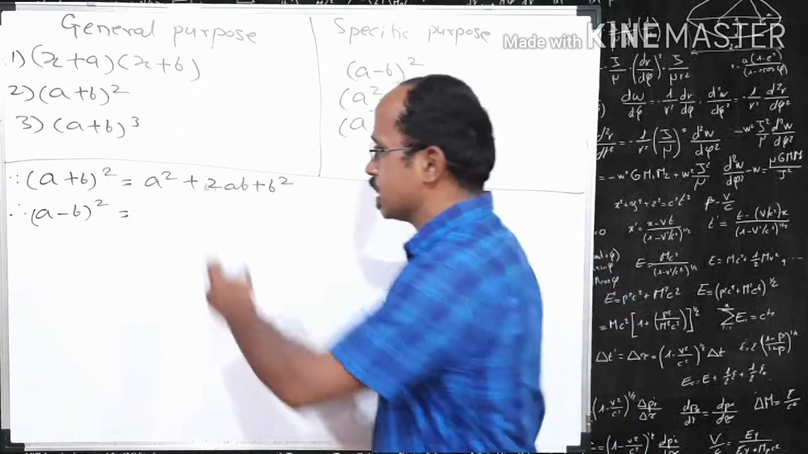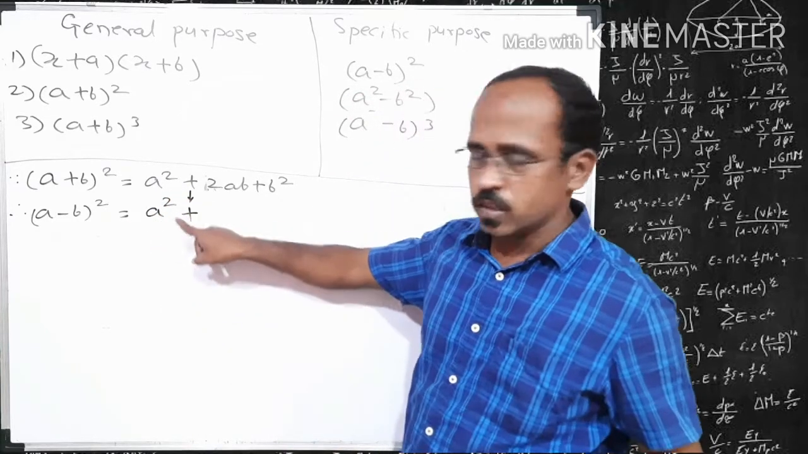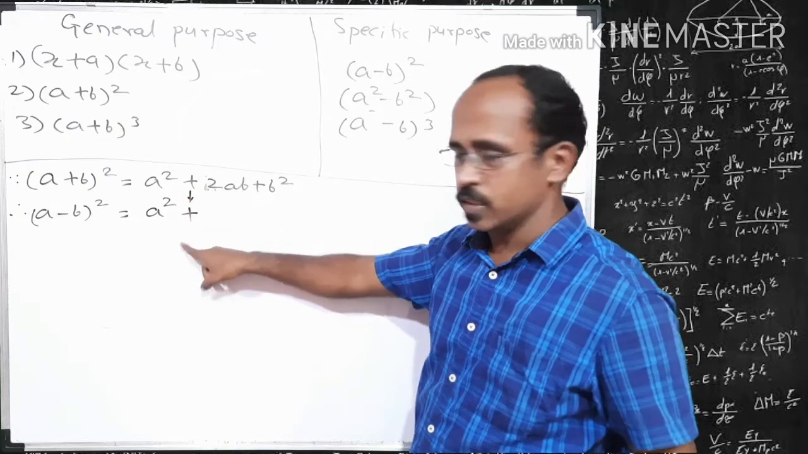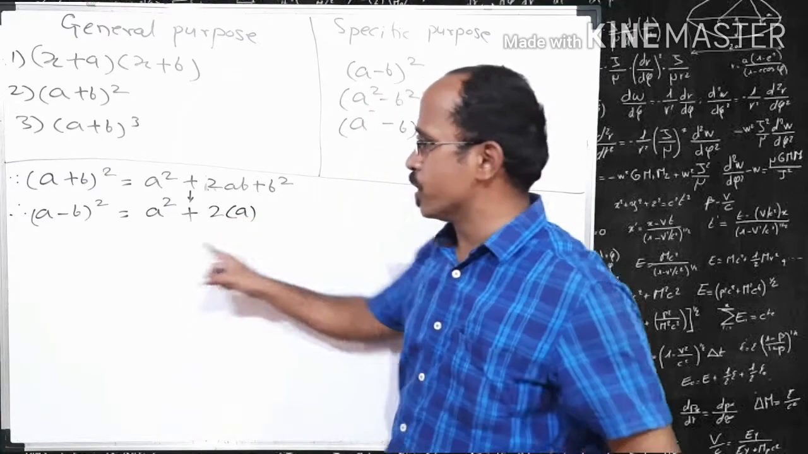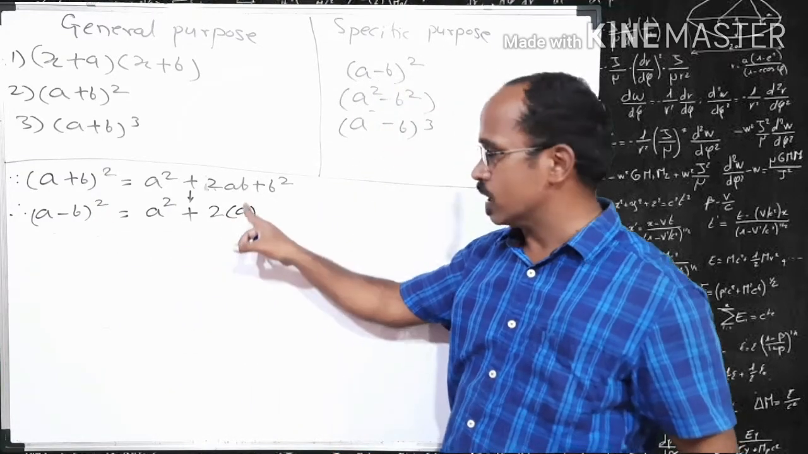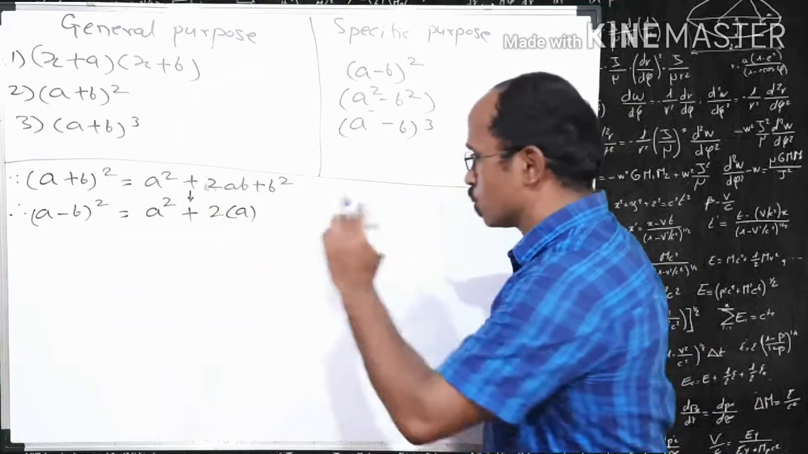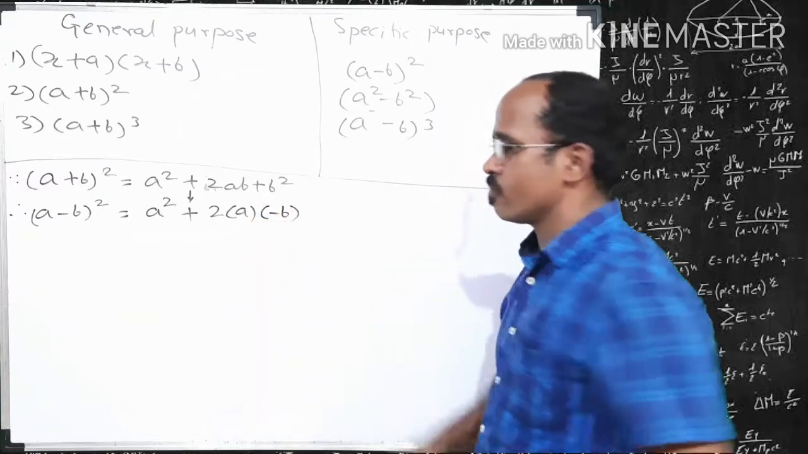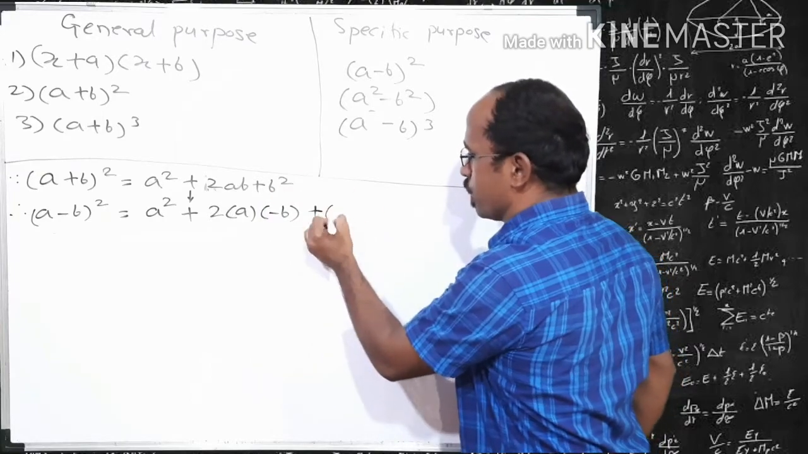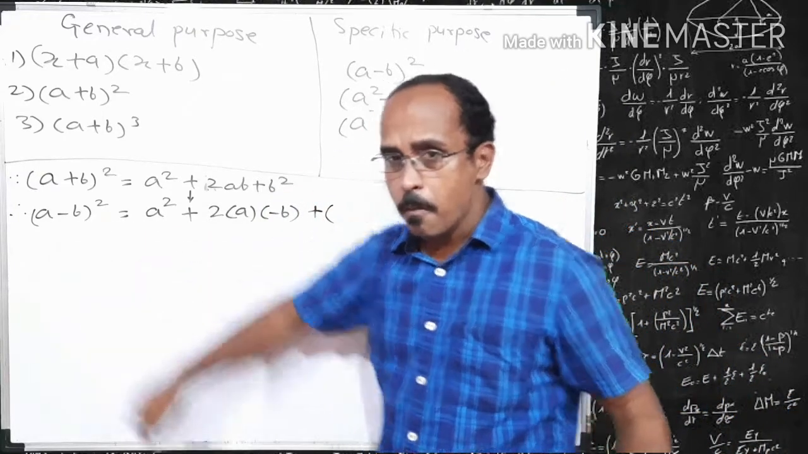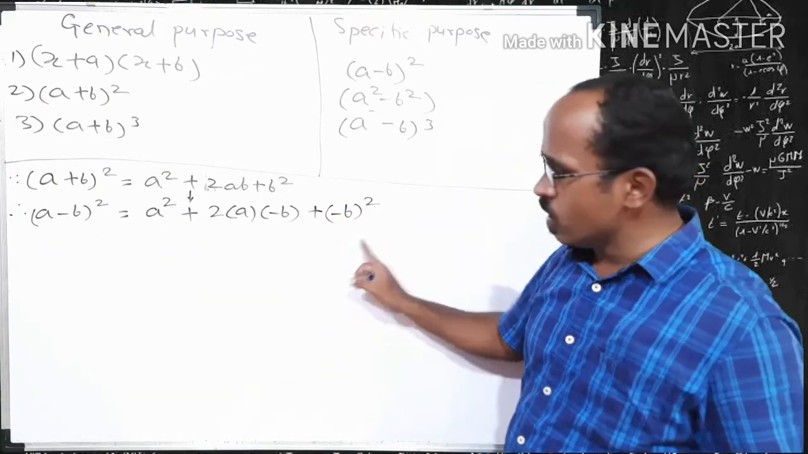So let's replace. At the place of a square, plus, this plus is nothing but part of the formula, so I will write it as it is, plus 2 into a. At the place of a I have written a only, into b. At the place of b I have to write minus b. So 2 into a into minus b. Clear? Plus b square. At the place of b square I have to write (minus b) square. Clear up to this? Now let us solve it.